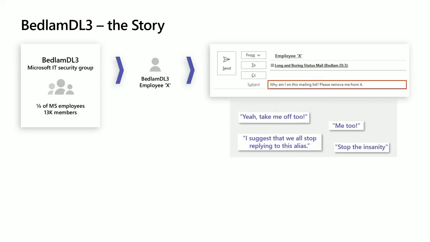And then soon other people started chiming in saying, yeah, take me off too. And other people, me too. And then other people, the heroes, suggested you stop emailing everybody because it's really going to be putting a burden on the email system.